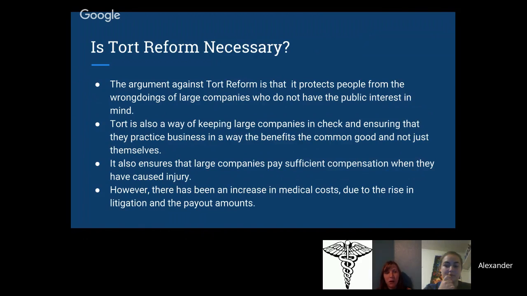However, one problem that has been caused because of the increase in lawsuits and because of the huge payout amounts, is that medical costs have gone up because basically the liability insurance for doctors and hospitals has increased substantially.